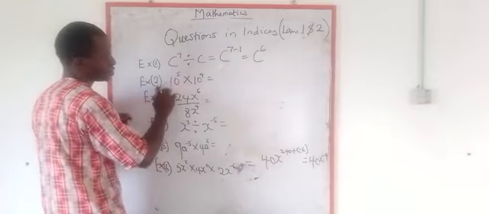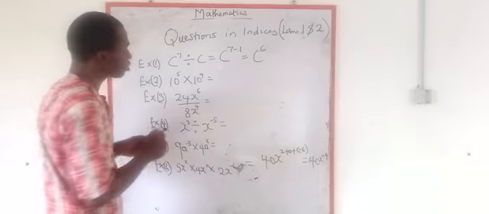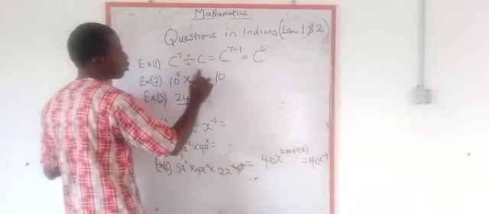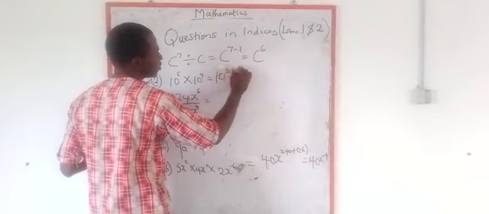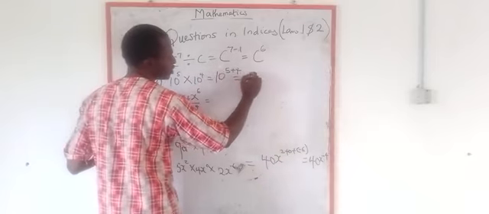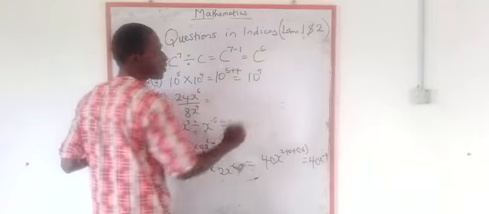Common base, don't forget. When you are multiplying common base, you take the common base, which is 10, then you add their power. So this is the first law of indices I've given you before, if you are following my videos.